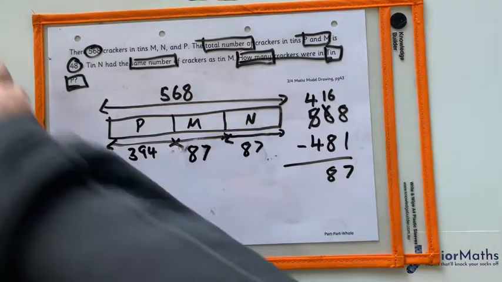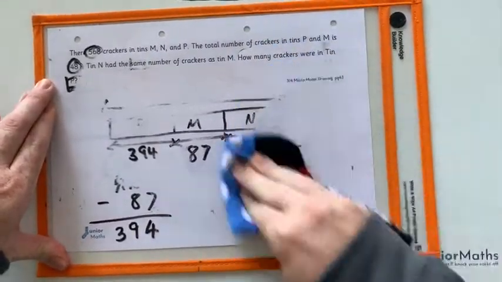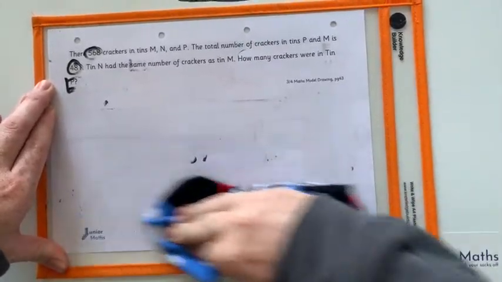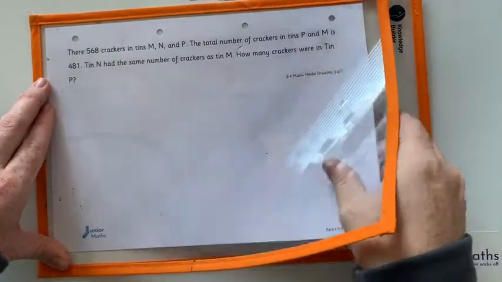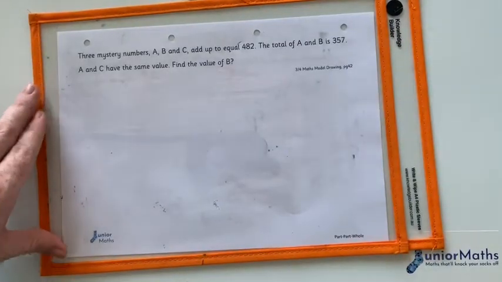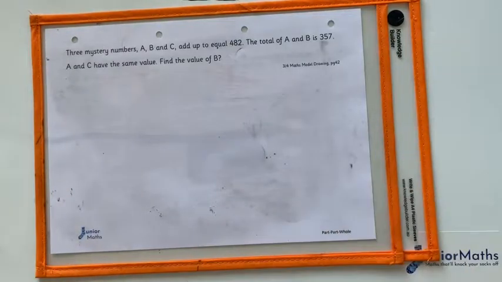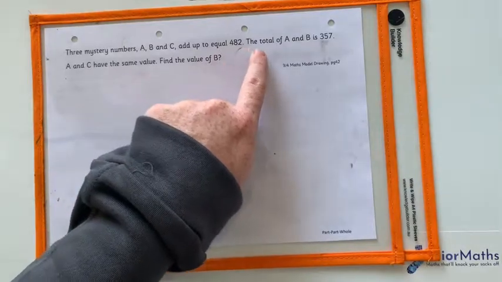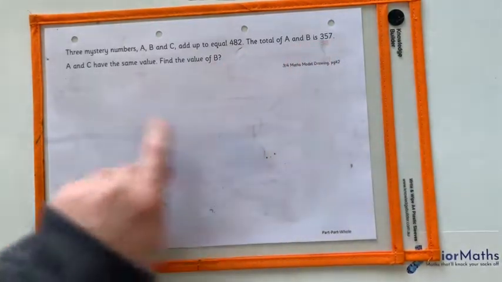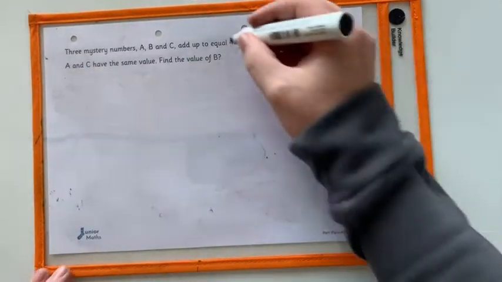We'll move on to another one, a very similar problem out of the same book. So let's clear that off. Take this question out. Have a look at this one here. So same thing. 3 mystery numbers A, B and C add up to equal 482. The total of A and B is 357. A and C have the same value. Find the value of B.